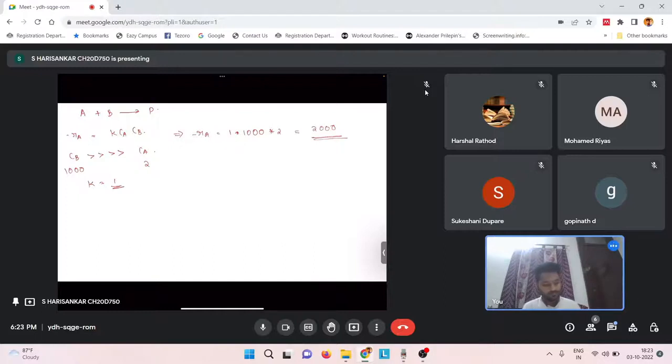Let the unit be whatever, that is fine. Now the same thing, let's say after a time t, this CB becomes 999 or something, let this be 990, and this CA becomes something like 1.5. Now if we calculate minus RA is equal to 1 into 1.5 into 990. So can you guys calculate and let me know what the answer is here? 1 into 1.5 into 990.